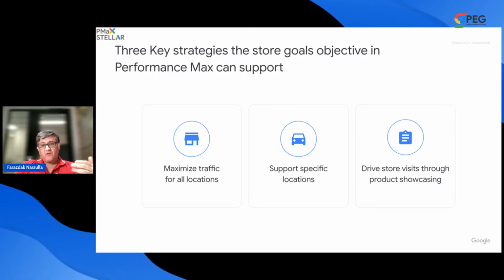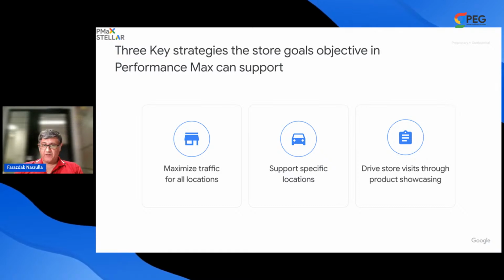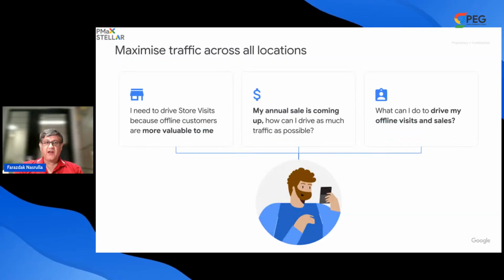I want to drive store visits through product showcasing, because you can connect your Google Merchant Center feed to begin with. You can put in a lot of inventory pictures of the shoes you're running, so people can look at those shoes, click on them, and you can increase your store visits. Now, maximize traffic across all locations. This is a kind of objective.